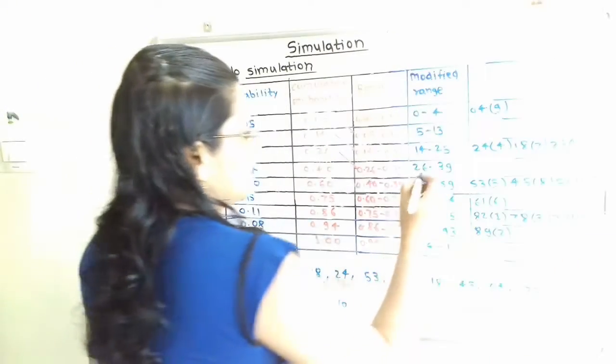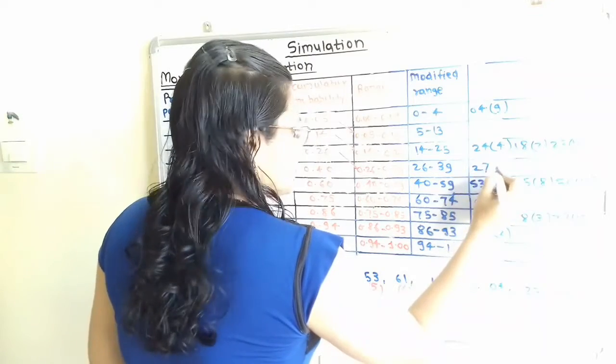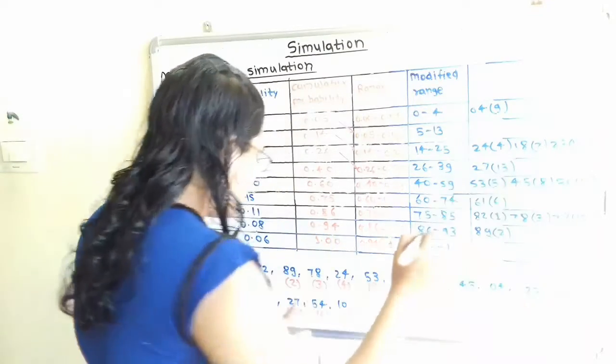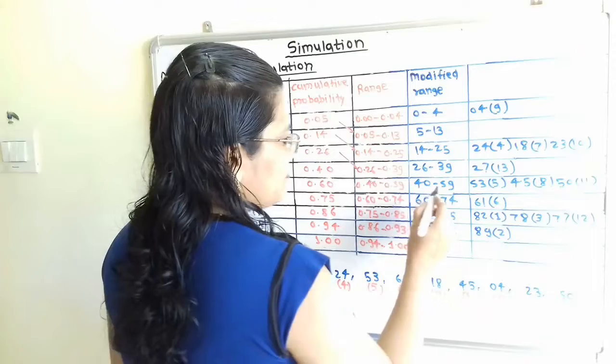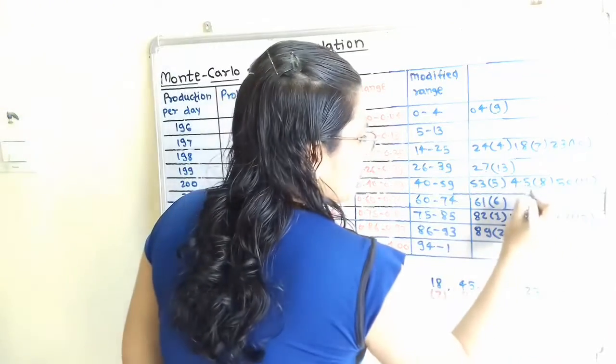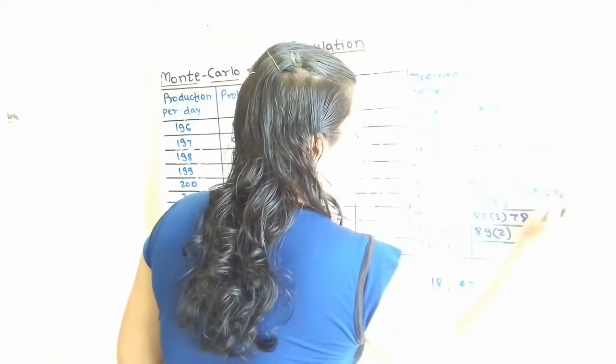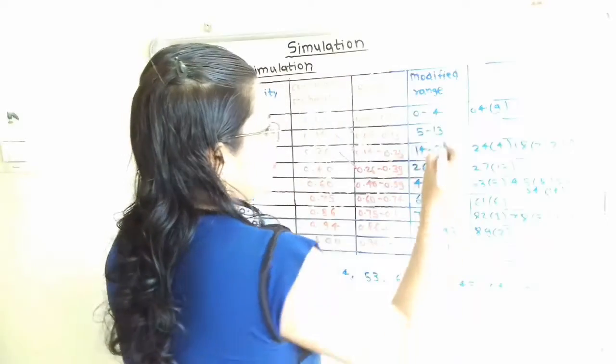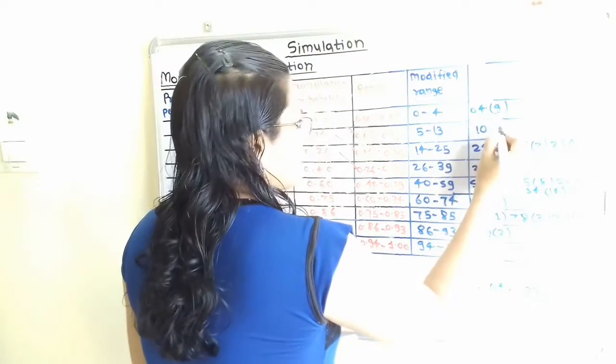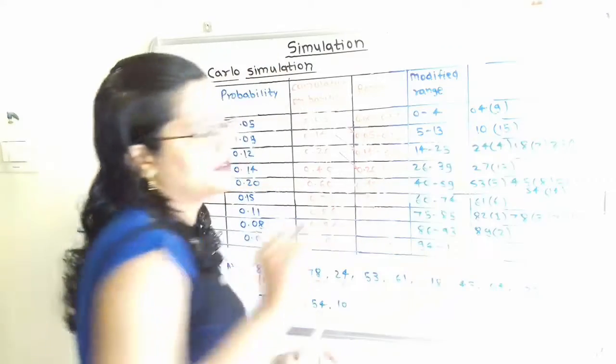Then 27. So 27 will be here. This is the 13th random number. 54. Here 54 is there, and 54 is the 14th random number. And then 10. So 10 is in between 5 and 30, and this is the 15th random number.